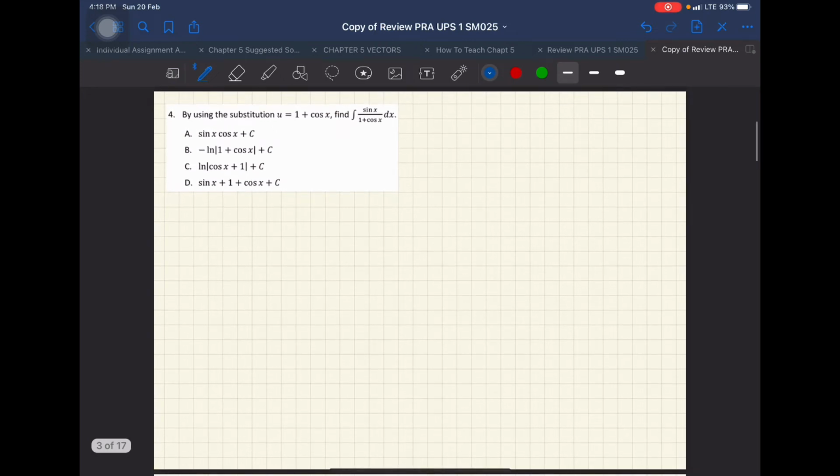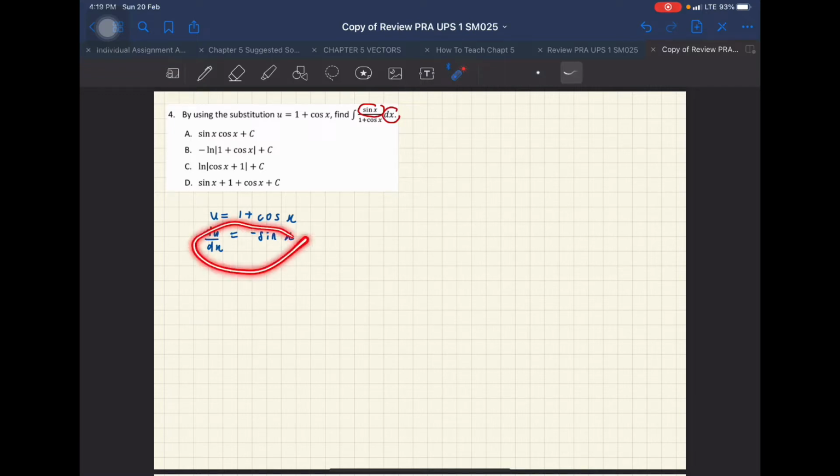Okay, so number 4, by using the substitution u equal to 1 plus cos x. Okay, so it already mentions you must use substitution. So u equal to 1 plus cos x. So we get du dx is equal to negative sin x. Sorry guys. Okay, so you get negative sin x. Okay, so if you look here, we have positive sin x and also dx. So I want to change this one into this form. Sorry, this one must be the same as this one.